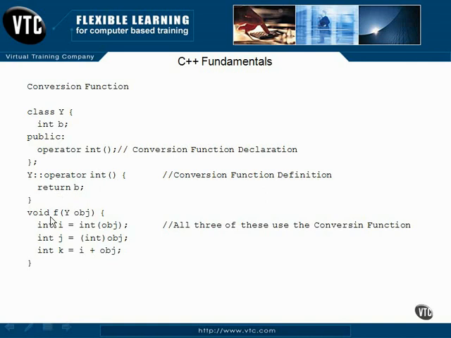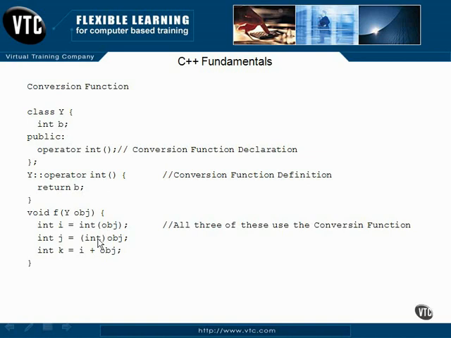Here, the f function down here is going to take in a Y object, and we're going to convert it to an integer, and that is the whole function of this conversion function. That's why it exists. So here an integer I is equal to int of the object. We know the object is Y. When this int gets used here, the compiler understands to come to Y and look for an operator definition, and there it is, int. So b will be returned, whatever the value of that member b is. So that will come back into I.